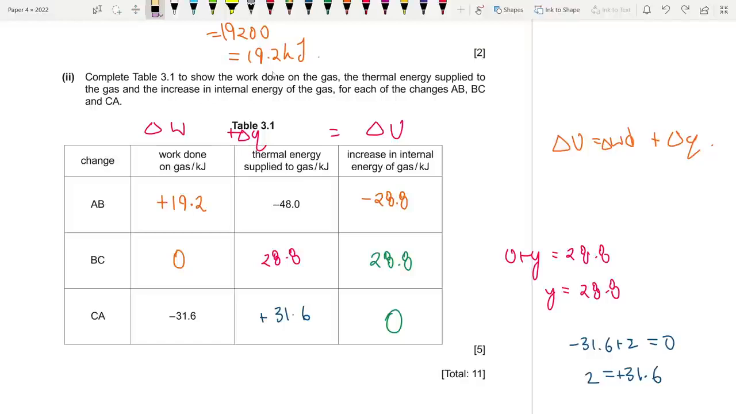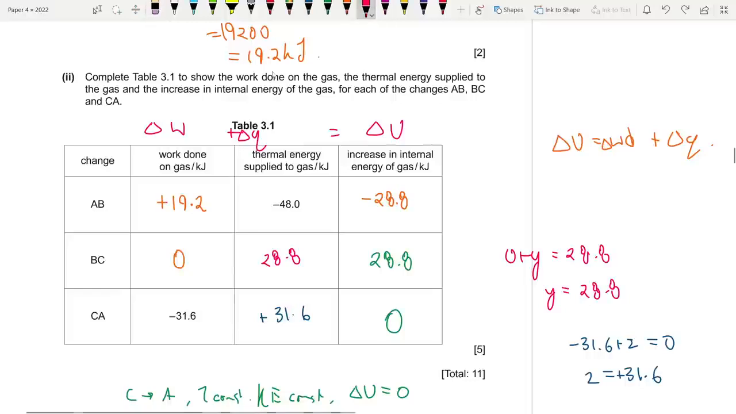So how are we approaching this actually? Basically, we know that temperature is constant for the change from C to A. Since T is constant, K is also constant. So del U is also constant, so del U is 0. So I got this first, okay?